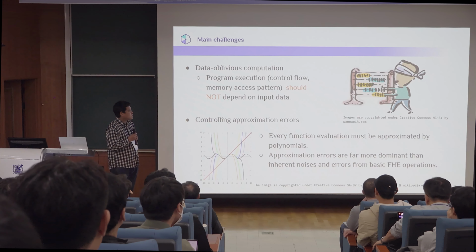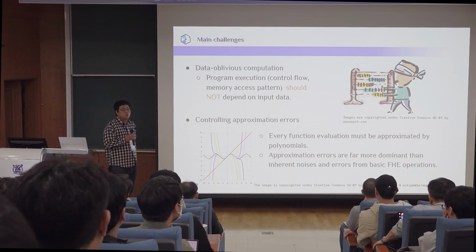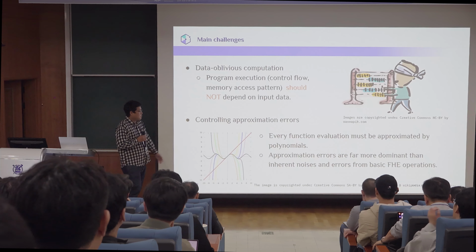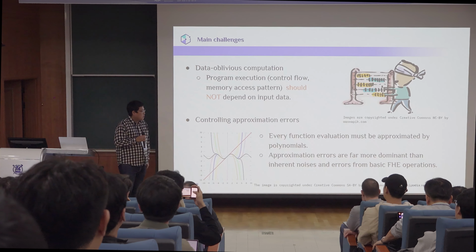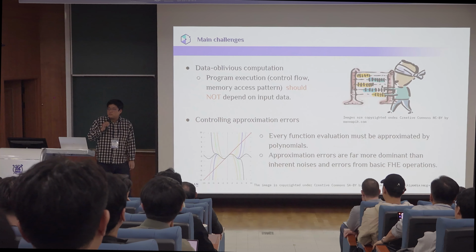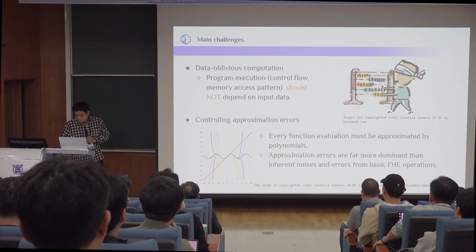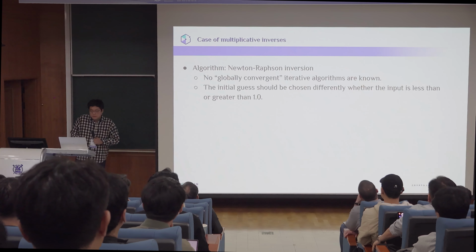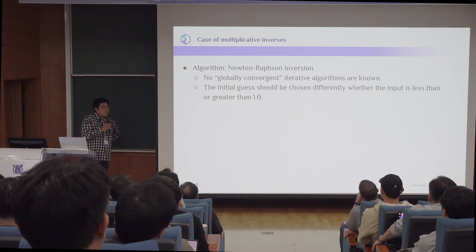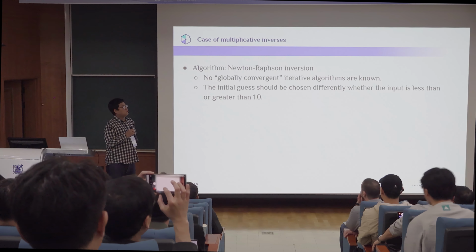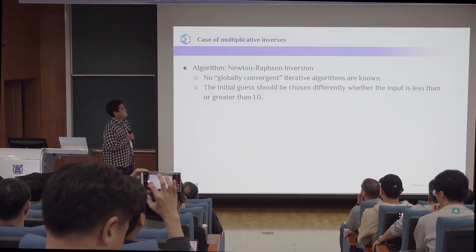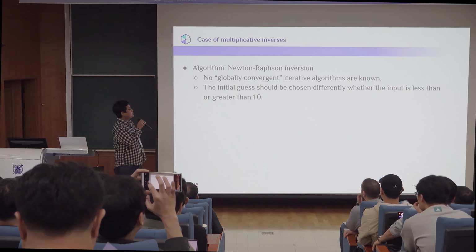Yeah, so approximation errors are usually far more dominant than the inherent noise of the CKKS scheme or the errors from basic FHE operations. Okay. So I am now going to show you three kinds of functions in the HEaaN.Math. The first one is the multiplicative inverse.